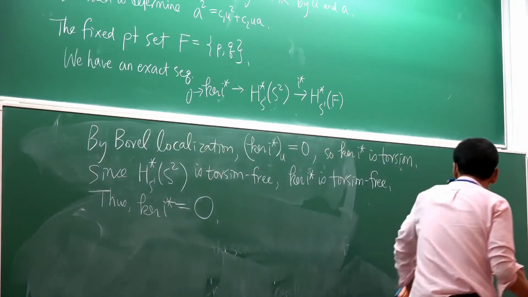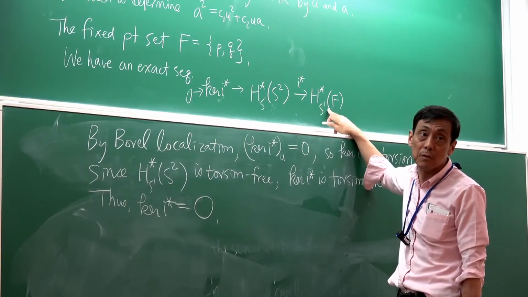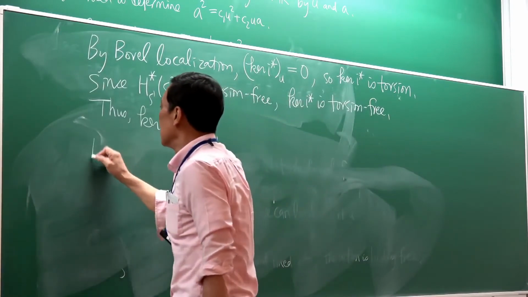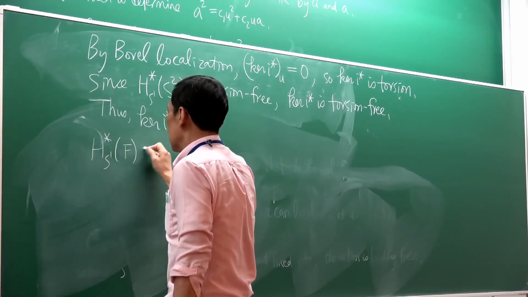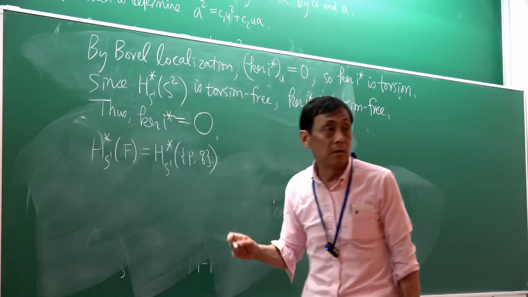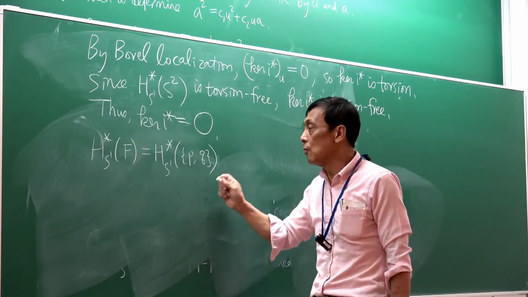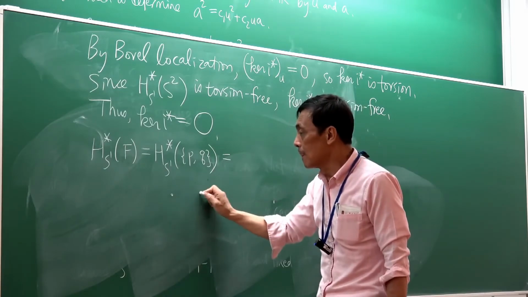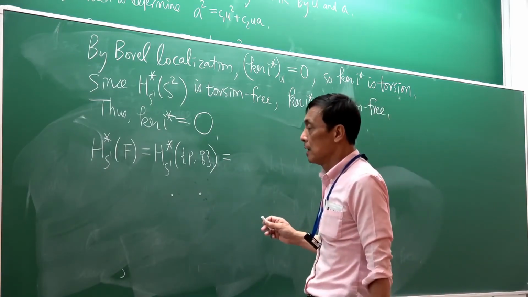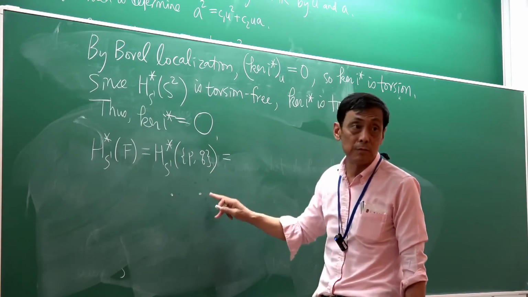Okay. And so what that says is that, in fact, the equivariant cohomology of S2 injects into the equivariant cohomology of F. Now, the equivariant cohomology of F is just the equivariant cohomology of the 2 points. That's a disjoint union of 2 points.